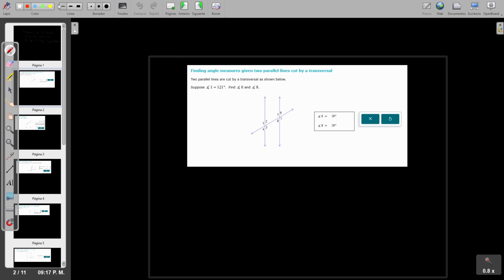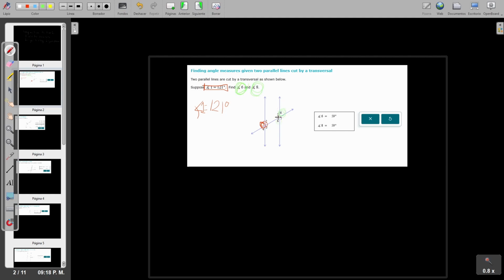In this case, they're asking us to be finding an angle measures given two parallel lines cut by a transversal. How should I begin? They are giving us one value. In this case, they are saying that the angle 1, in this case this one, is equal to how much? 121 degrees. They're asking us to be solving for angle number 6 and number 8.